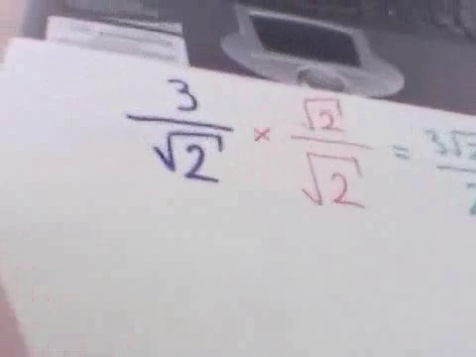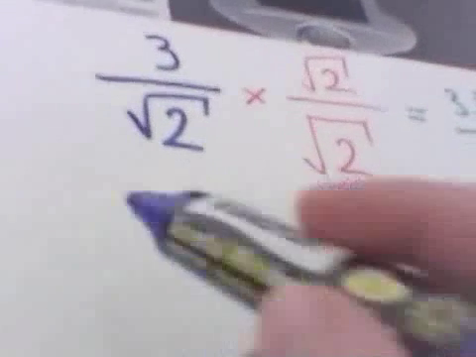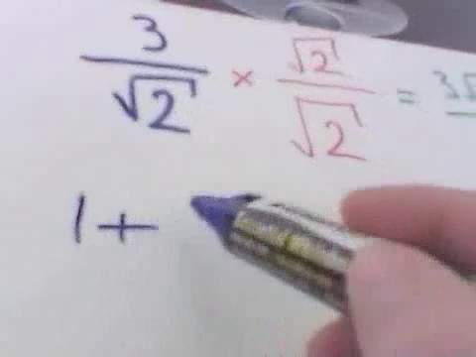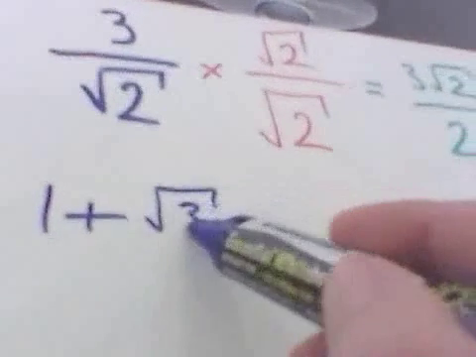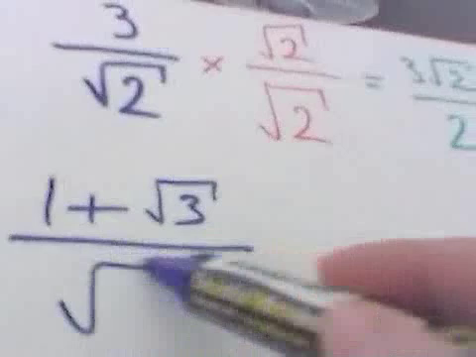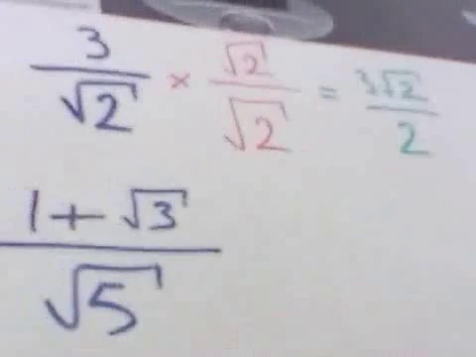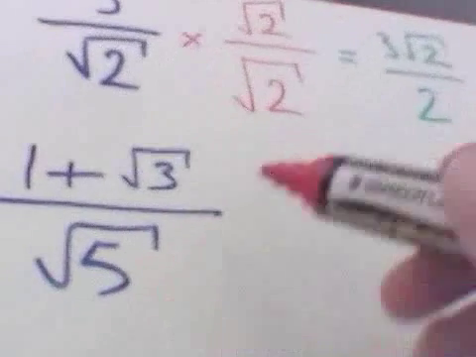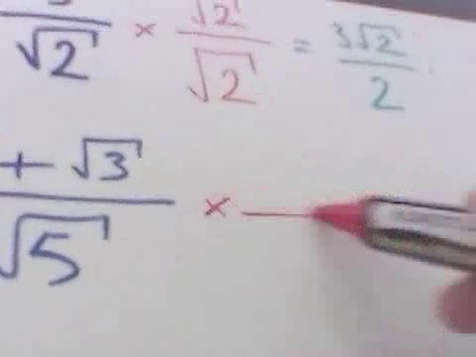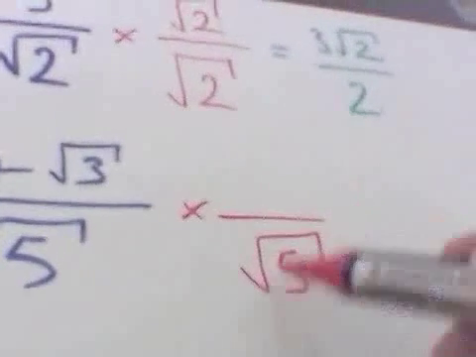So I can do that with the second example. Make it a bit trickier this time. 1 plus root 3 over square root of 5. Well, again, I want to make sure that I've got a whole number on the bottom, so I'm going to multiply by root 5, top and bottom.